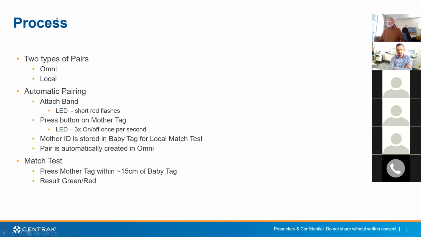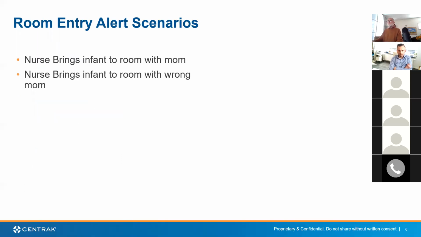So as I mentioned, the mother ID is stored in the baby tag, and the pair is automatically created in Omni. For the match test, again, you need to be within 15 centimeters, more or less, of the baby tag when you push the mother tag. But that's for a local match test. Let's go on.